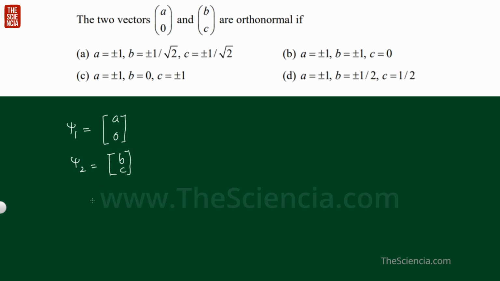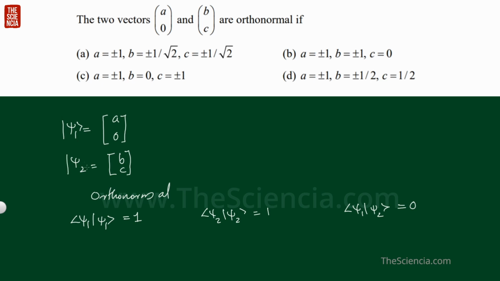And we know if two vectors are orthonormal, then bra psi 1 ket psi 1 will be equal to 1, bra psi 2 ket psi 2 will be equal to 1, and bra psi 1 ket psi 2 will be equal to 0. So the first two are the condition of normalization and the last one is the condition of orthogonality. So here this psi 1 is ket psi 1 and this is ket psi 2.